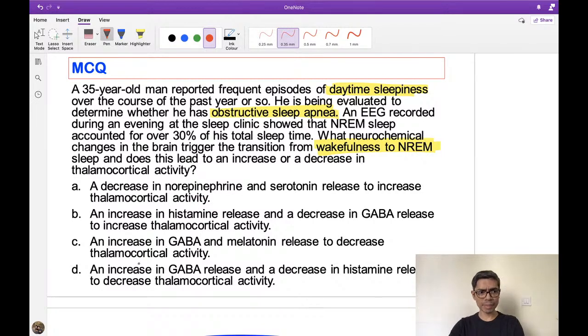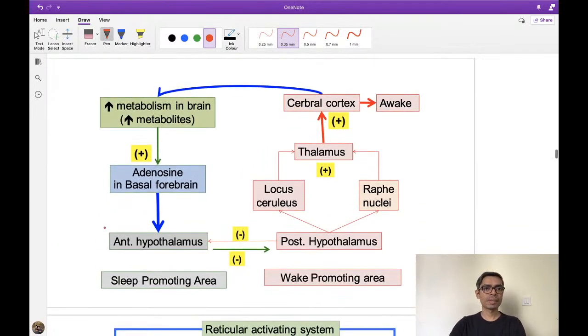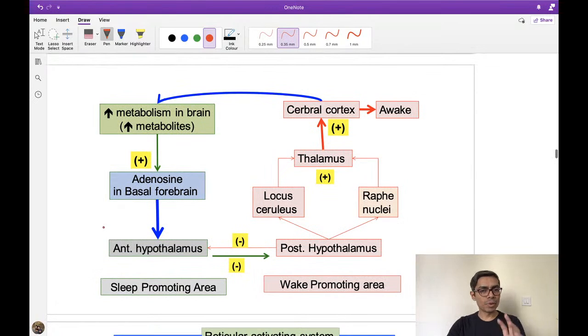So I'm coming back here, but the answer is neither A, neither B, neither C. Okay, so look at here. First thing, you know that the hypothalamus is the main area which controls your sleep. There is one posterior hypothalamus which is responsible for wake promotion. So that's why the posterior hypothalamus is known as the wake promoting area. Anterior hypothalamus, sleep promoting area.